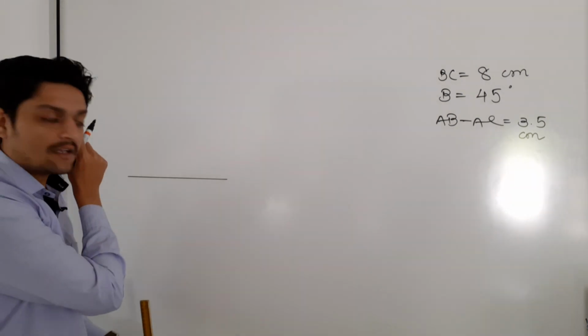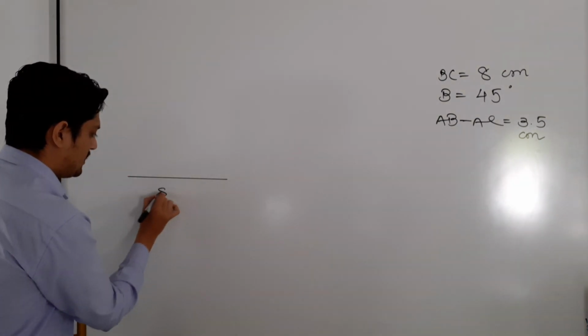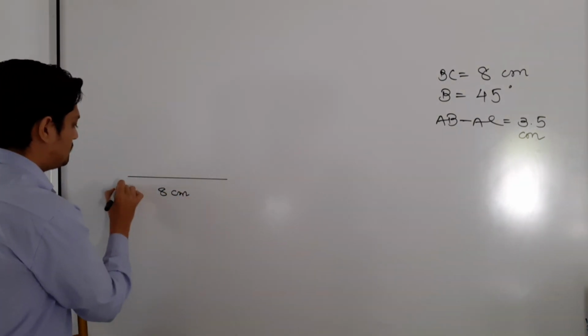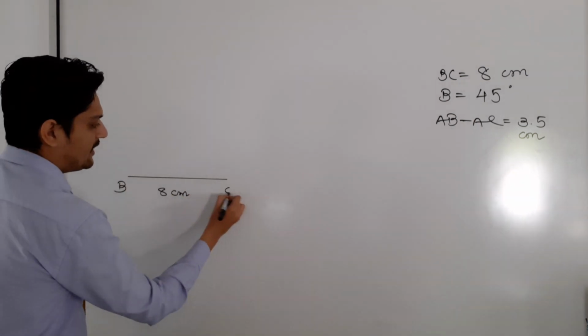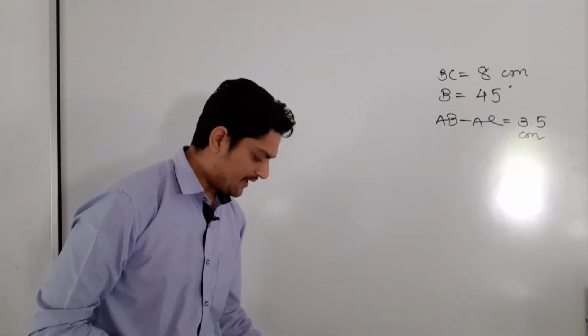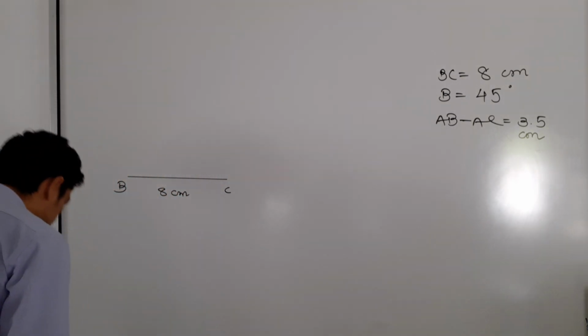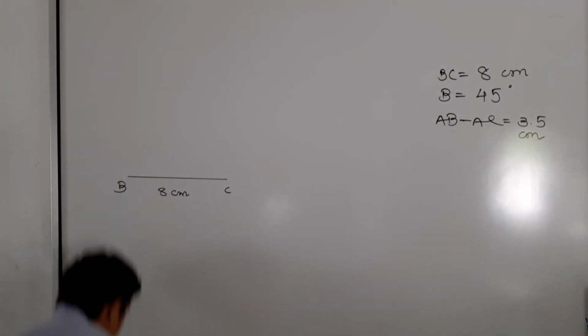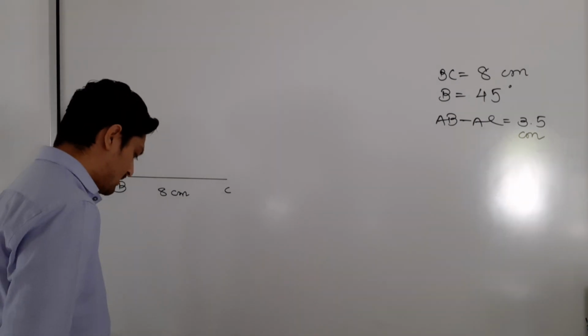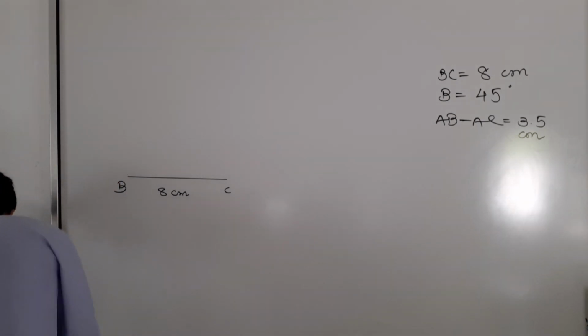As you can see here, this is an 8 centimeter base, let us call it BC. Now we have to draw a 45 degree angle. Then how to construct this 45 degree angle? Let's see how to construct this 45 degree angle.